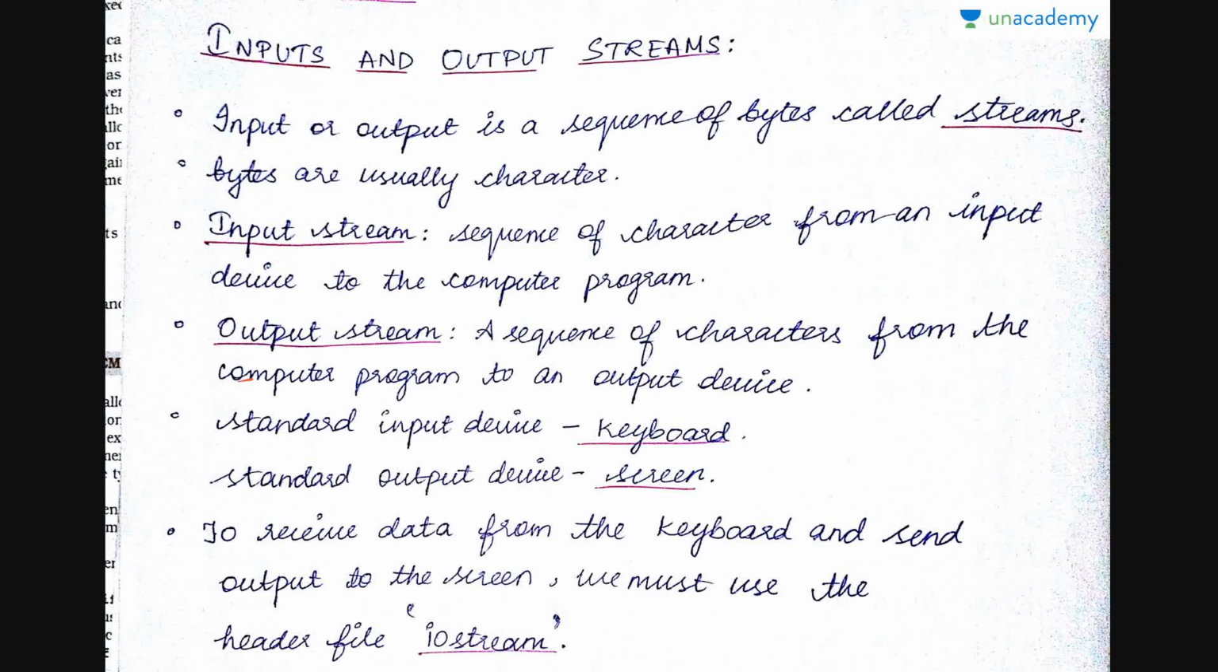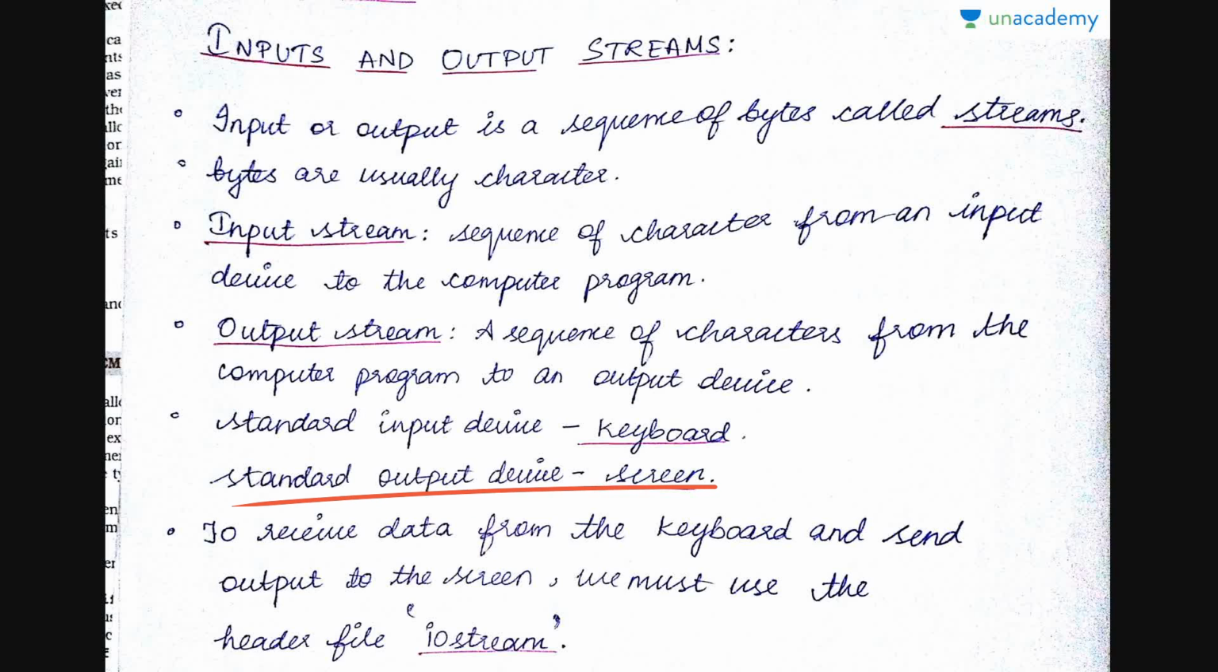Next we have the output stream, a sequence of characters from the computer program to the output device. Output is from the program to the user, right? Hence it is from the computer program to an output device. And the standard input device is always a keyboard. Using the keyboard we usually give the inputs to the program. And the standard output device is a screen, that is a monitor.